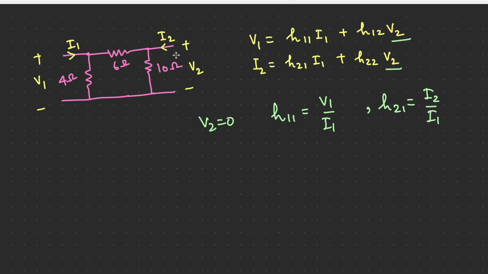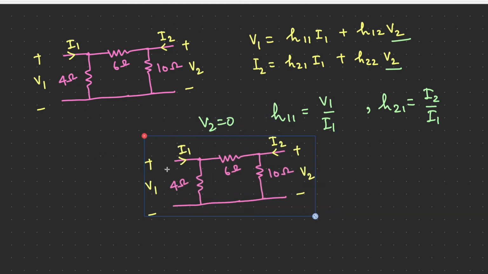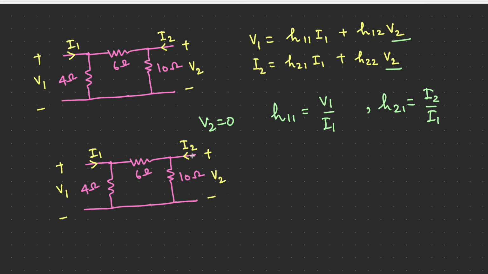When V2 is 0, it means that we are putting a short circuit over here. So I will take this circuit and put a short circuit over here, like this. Due to this, the 10 ohm resistor will be short circuited, so I can remove that 10 ohm resistor from here. So this is our updated circuit. And here we need to find out V1 by I1 and I2 by I1.